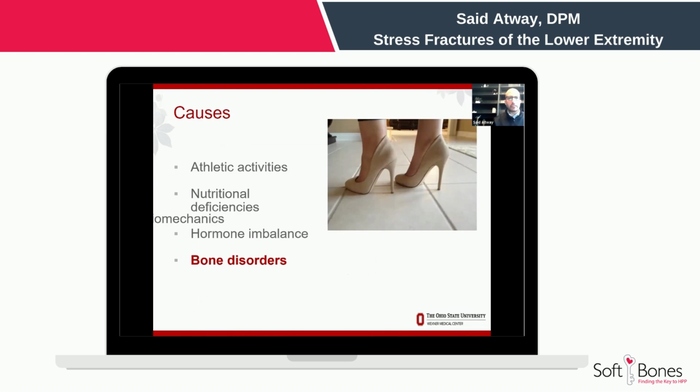So other causes, again, my focus being biomechanics, but there are also athletic activities, nutritional deficiencies, hormonal imbalance, and obviously the main focus here being the bone disorder.